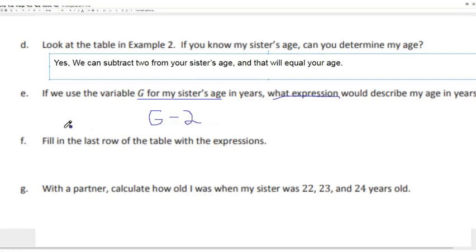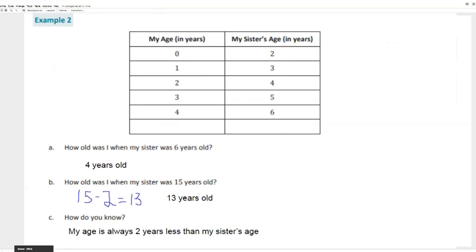All right, the last part says fill in the last row of the table with the expression. So now we're going to go back to the table, and there's the last row here. We're going to fill it in with our expression. Remember, g represents my sister's age, so the g would go here. We want to make sure we're putting the g in the correct spot. And then, of course, the expression g minus 2 would be for my age, because g represents my sister's age, and g minus 2 represents my age.